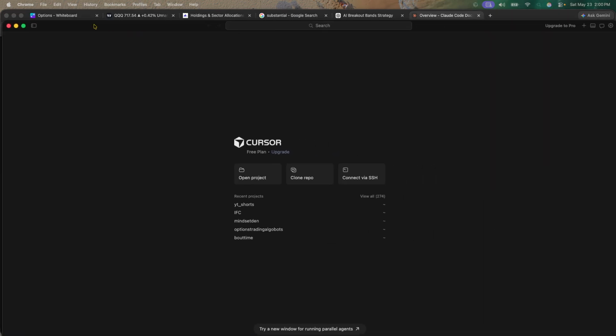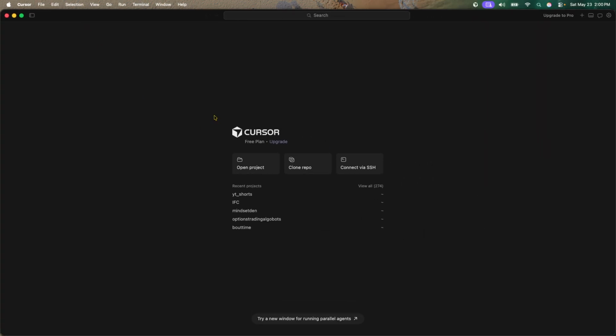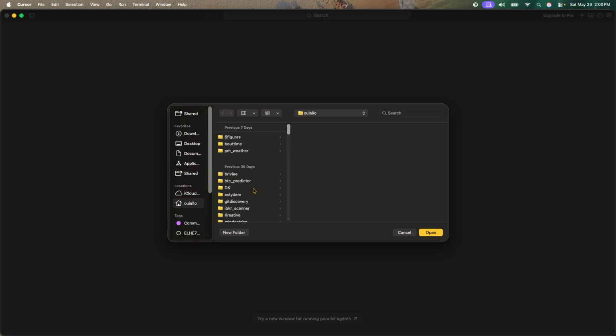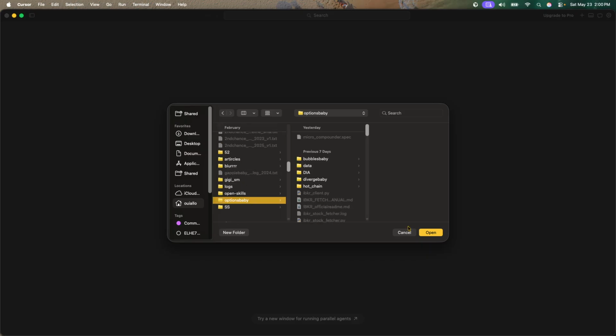So what we're going to do is bring in our Claude Code. I'm using Cursor, the free plan, so you don't need to pay for Cursor, right? I just like their UX and UI. Cursor is built on top of Visual Studio. So I'm going to open up a new project, and then I'm going to go to our options Algo folder that we already have. If I can find it, there we go.